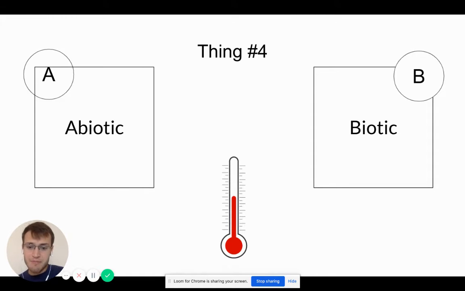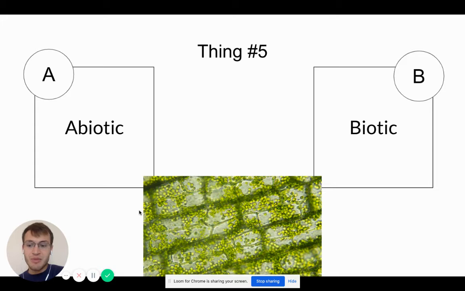Thing number 4. This is temperature, by the way. All right, temperature is abiotic. Temperature is not living. Yeah, you can't even see temperature. So yeah, that is not living. And thing number 5.